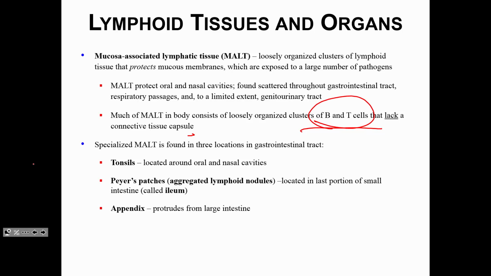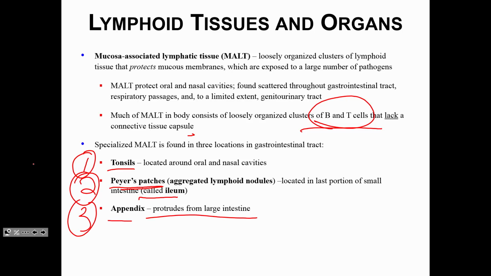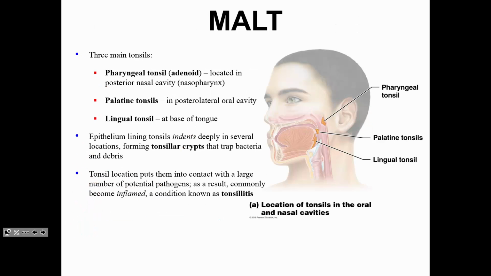Now, specialized MALT is found in 3 areas of your GI tract. Your tonsils, located in the oral and nasal cavities; Peyer's patches, which are in the last part of your small intestine called the ileum, a really special area of lymphoid nodules; and your appendix, which protrudes from the large intestine. So those are 3 places just in your GI tract that have a very special type of MALT.